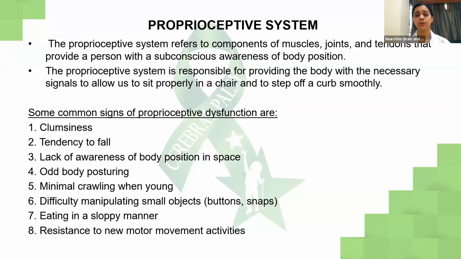It refers to components of muscles, joints, tendons that provide a person with subconscious awareness of the body. If the child has any proprioceptive deficit, then the child will not understand where his body lies in the space. He will not have any sort of awareness. And the proprioceptive system is responsible for providing the body with signals that allow us to sit erect on a chair, step up over something, step down over something.